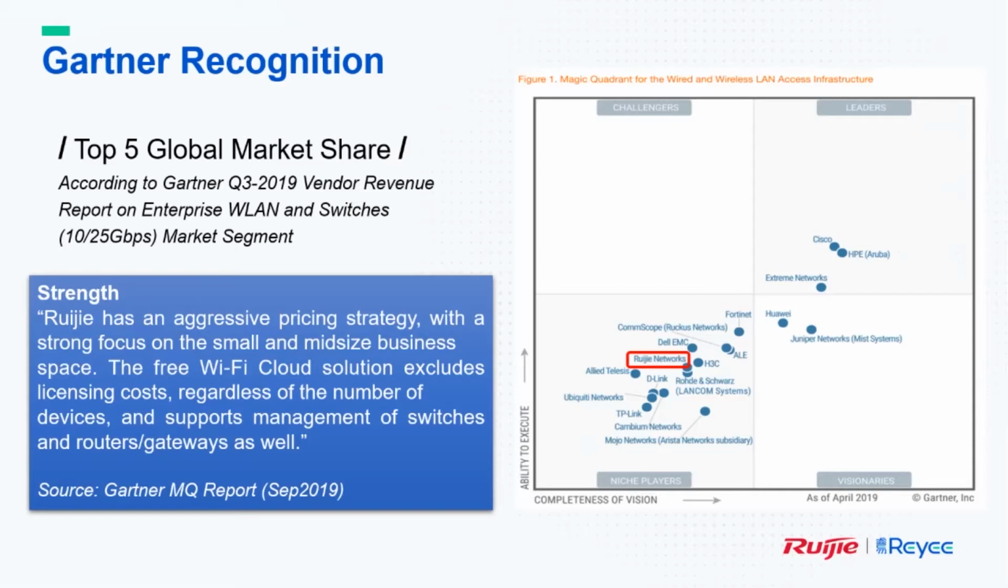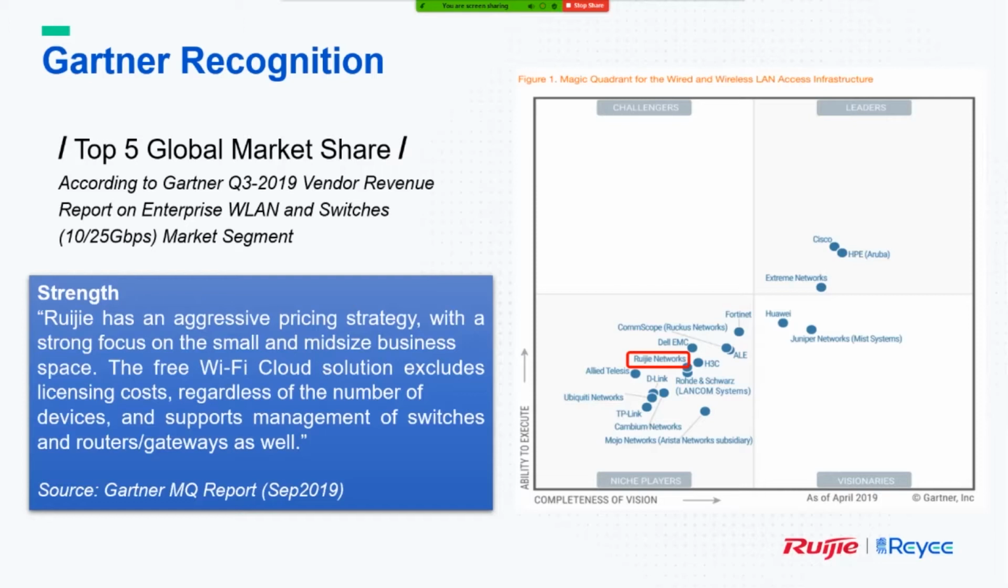Every year, Gartner releases a Magic Quadrant, as you can see on the screen here. And Reyee appears on this quadrant as a niche player. Also, according to Gartner, last year Reyee was one of the top 5 vendors in terms of enterprise wireless LAN and switches.